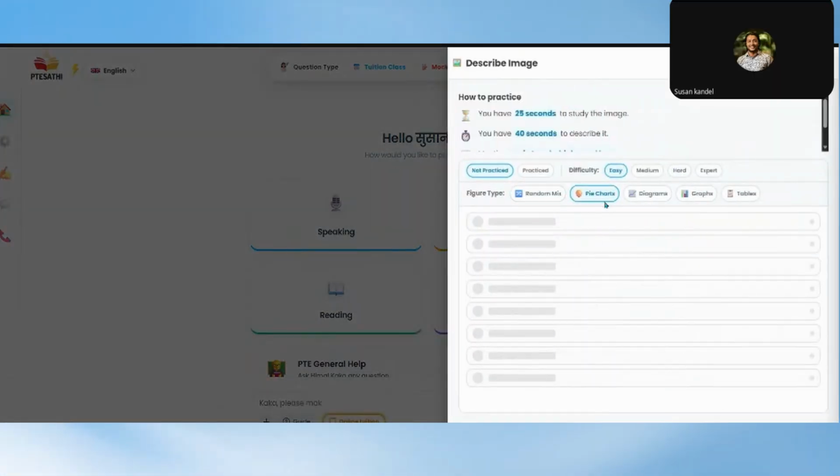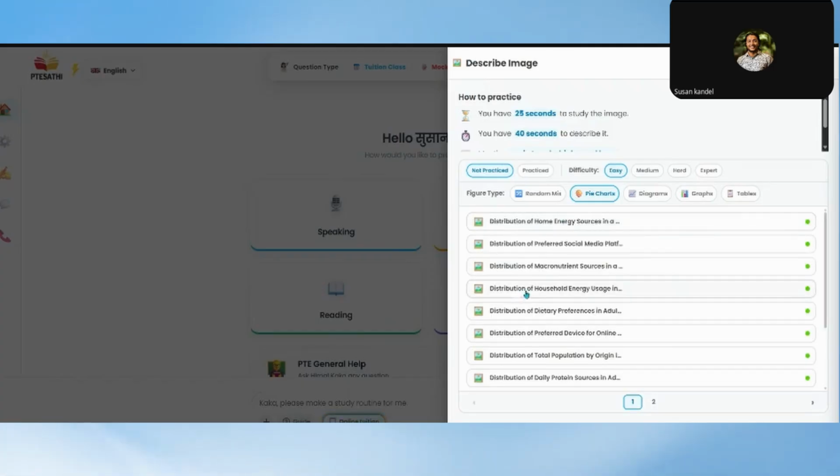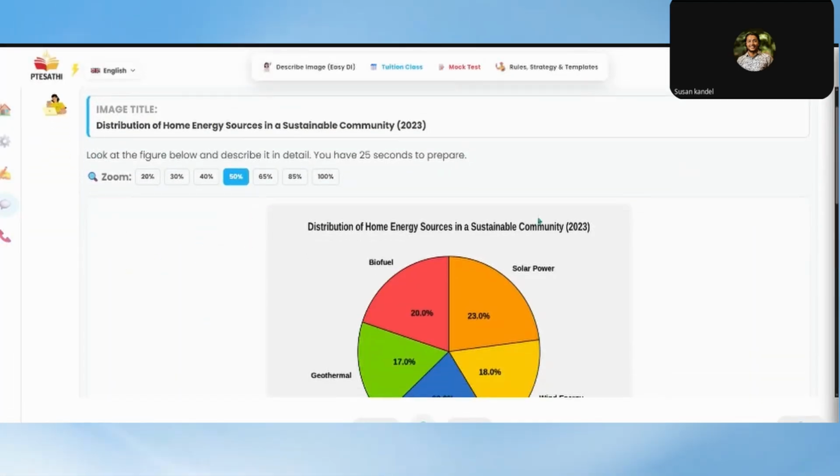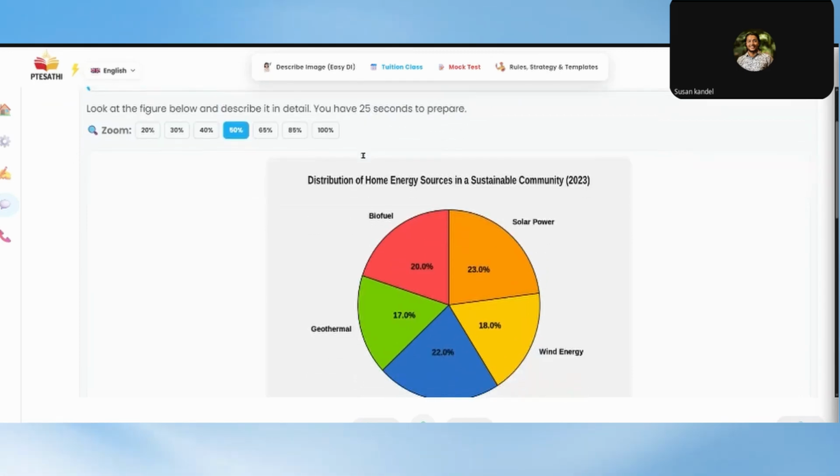And start practice. And then we still have some more options for what sort of questions you want. Let's say the first one, distribution of home energy, why not? Practice selected. And then it gives you a pie chart, and pretty much all the information that you need to prepare, as you've got 25 seconds.